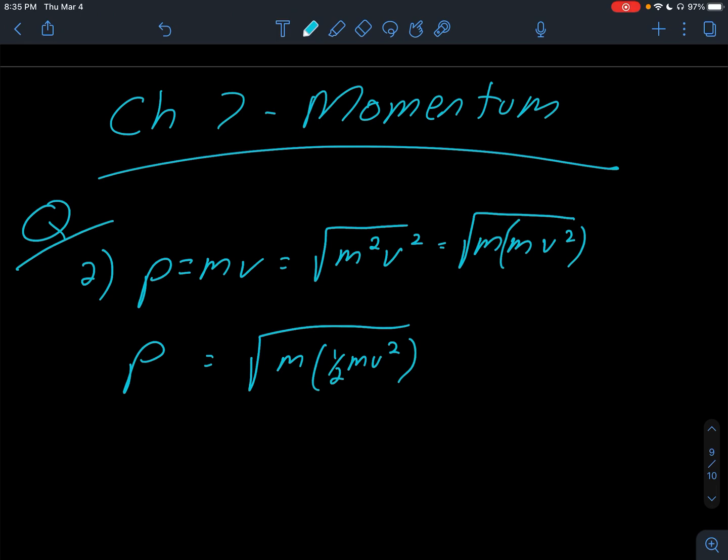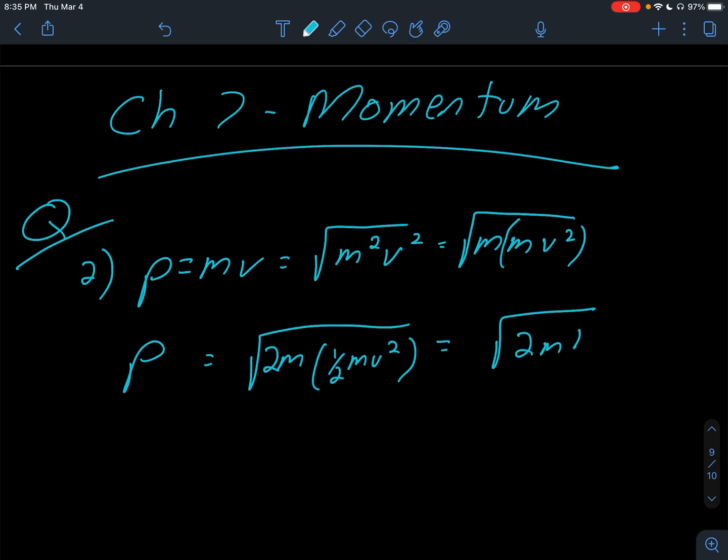So if we put the half in there, we need to cancel that out and put a 2 in there as well. So we're basically taking this equation and multiplying it by 2 over 2, which is still 1. Doesn't change the equation, but we can separate it out so that we can see that the 2 times the 1/2, and that 1/2 mv squared is the kinetic energy. So then that leaves us with our final equation of momentum equaling the square root of 2 times m times whatever the kinetic energy was.